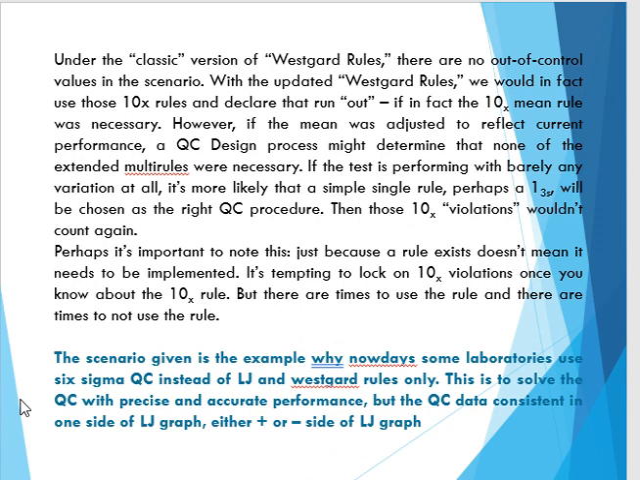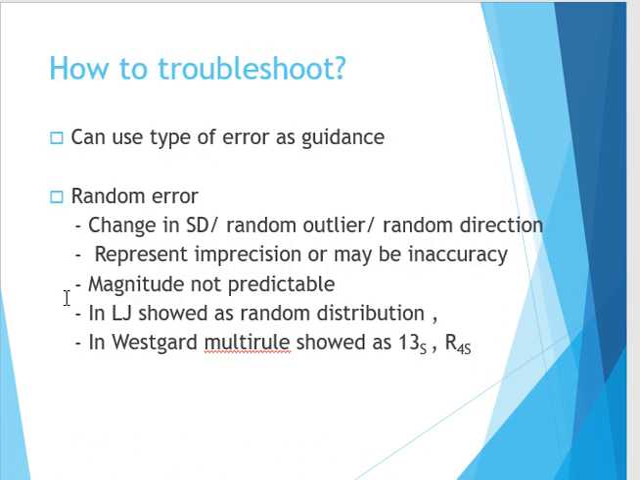So what I want to point out here is that the scenario given is the example of why nowadays some labs use Six Sigma QC instead of leveraging the Westgard rules only. This is to solve the QC with precise and accurate performance, but the QC data is consistently on one side. The QC data is consistently biased, or for the LJ pattern, biased. So how to troubleshoot? We can use the type of error as guidance.